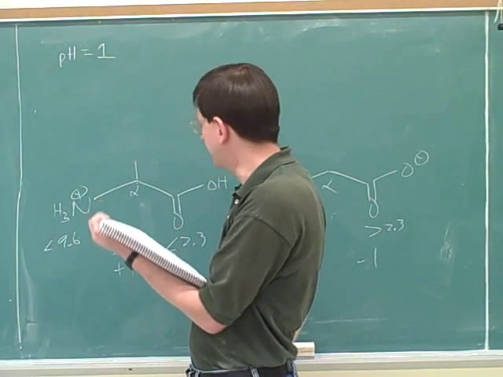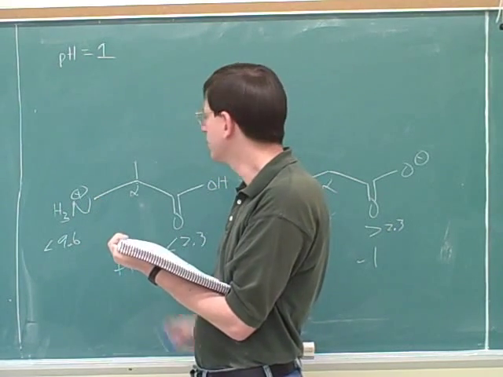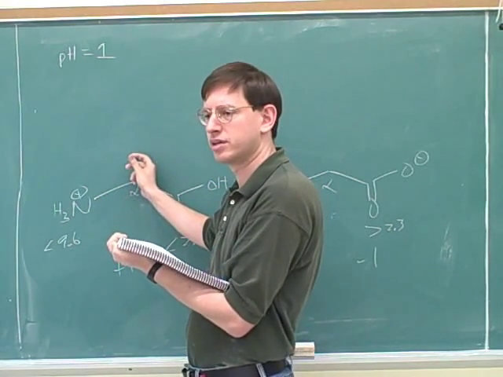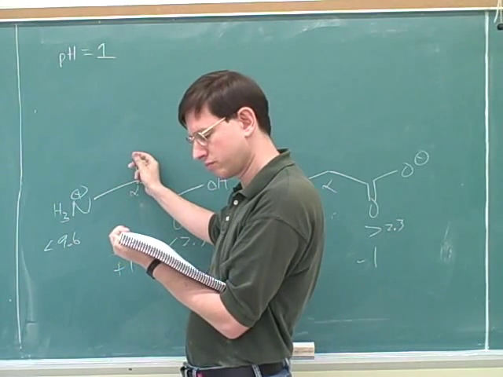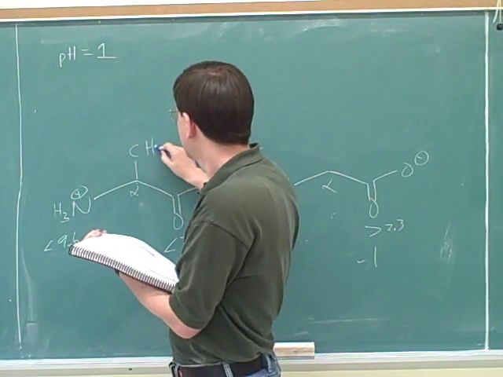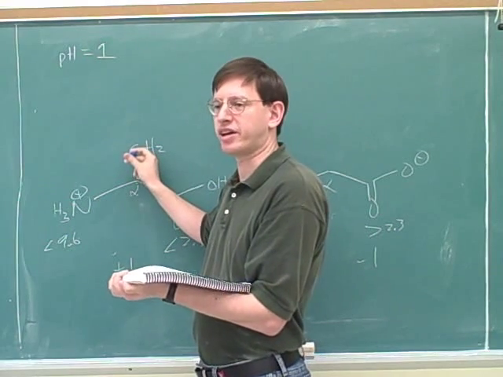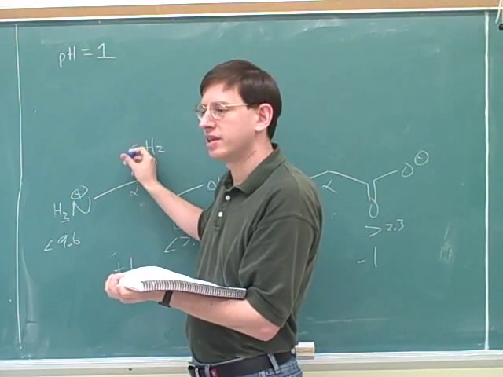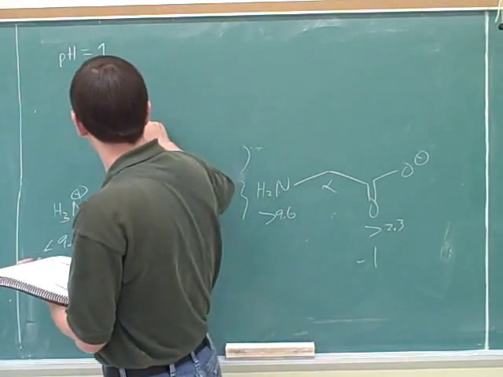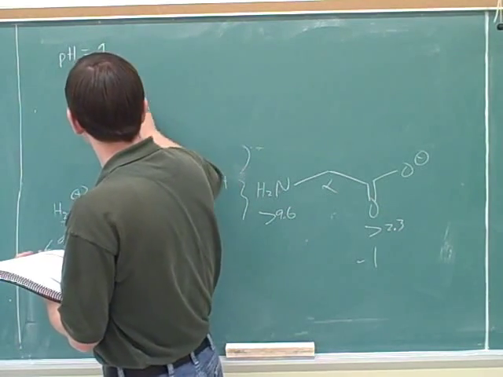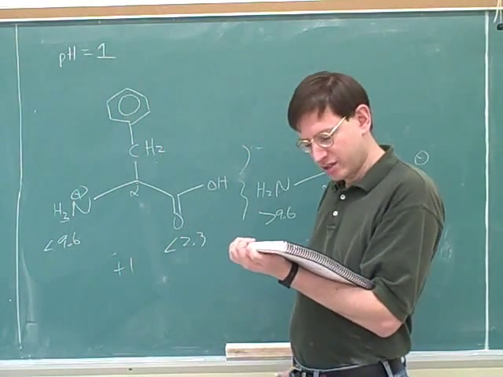Well, then how about phenylalanine? Which carbon should be here? CH2. By the way, a good name for this carbon would be the beta carbon. If this is the alpha carbon, then this would be the beta carbon. And then this would be the rest of the side chain.